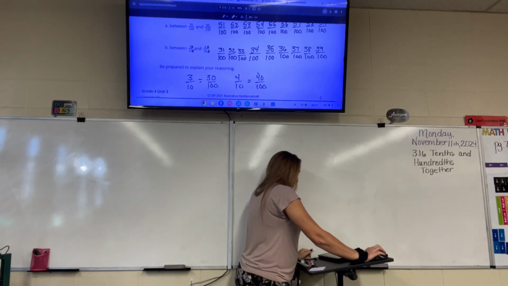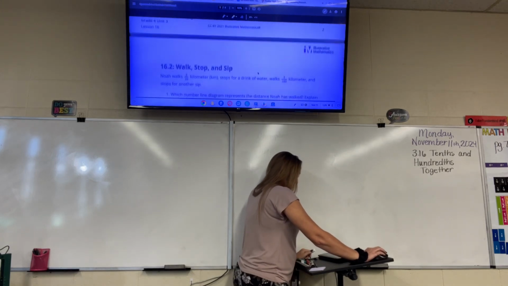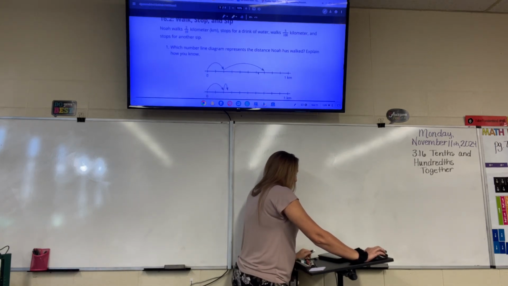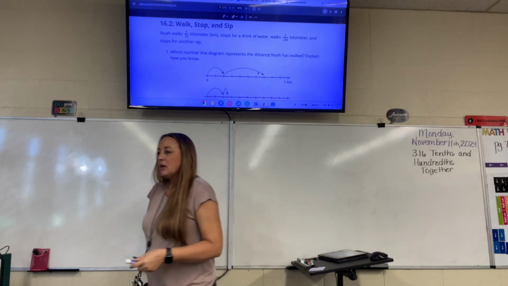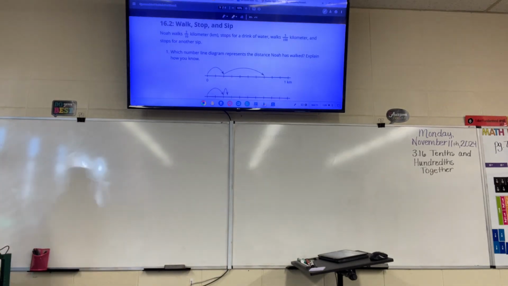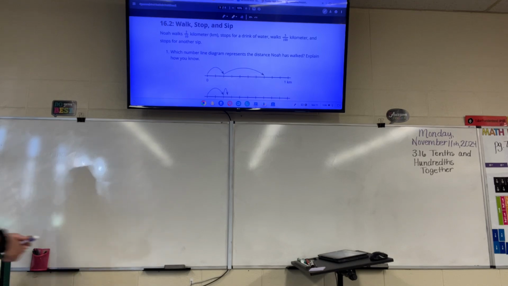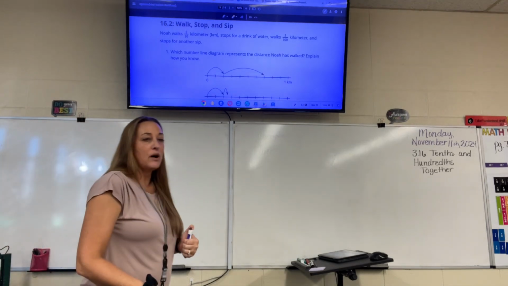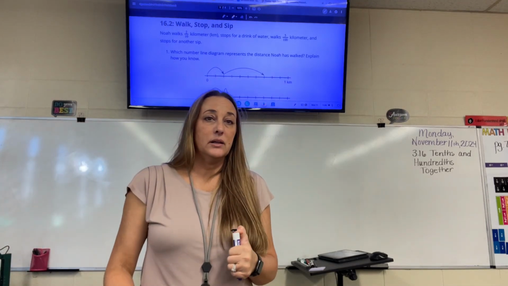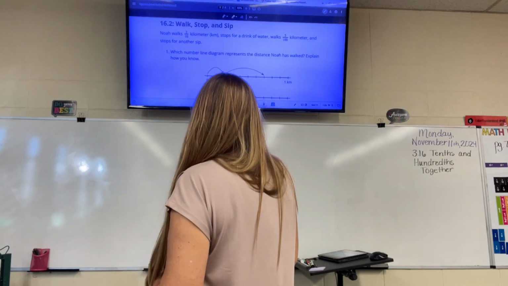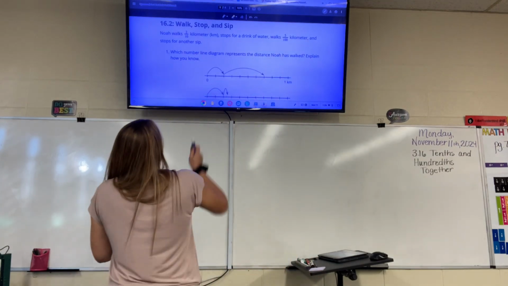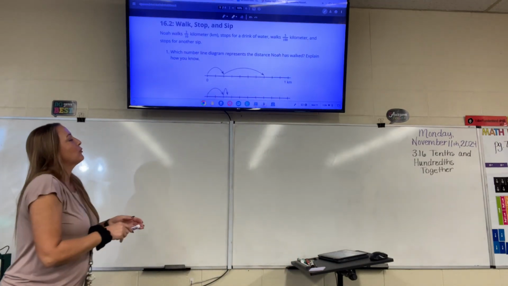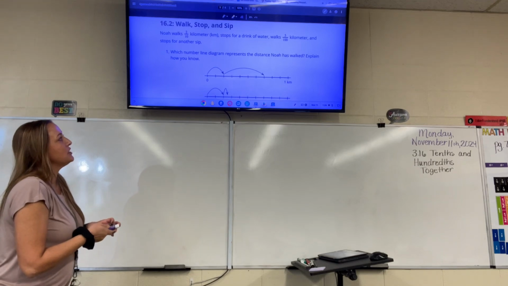Turning on to the next page. Walk, stop, and sit. Noah walks 2/10 of a kilometer, stops for a drink of water, then walks 5/100ths of a kilometer and takes another sip of water. Which number line diagram represents the distance Noah walked?